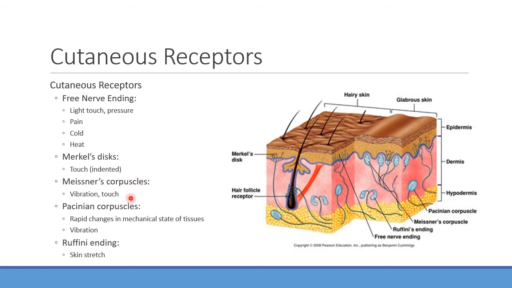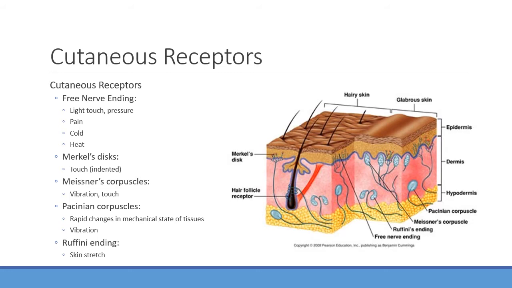Things like Meissner's corpuscles are good for vibration and touch. Again, some of these are going to be quick adapting, some slow adapting, depending on what sensation you're detecting. Things like Pacinian corpuscles are good for rapid changes in mechanical states of tissues. I'll show you some examples in a minute here. And then also vibration is good.